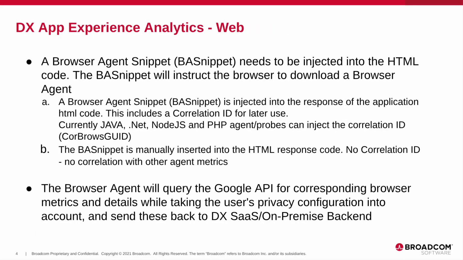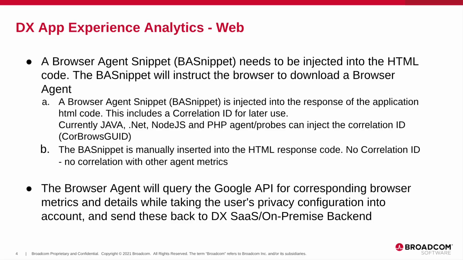To enable browser monitoring, a small JavaScript called the browser agent snippet must be inserted into the HTML response of the application. This JavaScript snippet triggers the browser to download the full browser agent. When possible, a correlation ID is embedded with the BA snippet. This ID links browser activity to backend metrics captured by server-side agents. This is currently supported in Java, .NET, Node.js, and PHP environments. If inserted manually without a correlation ID, browser data will not be correlated with other system metrics.